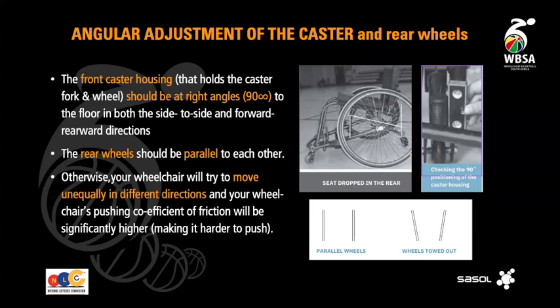Therefore, you have to check that. This chair is actually not good. Something is off here, I need this chair to be checked. Then you send it to the manufacturers and have it assessed and sorted out. Otherwise, your wheelchair will try to move in unequal directions. I've touched base on that because if it's skewed and not parallel, then obviously it will pull to one side. It will be heavy on one side.